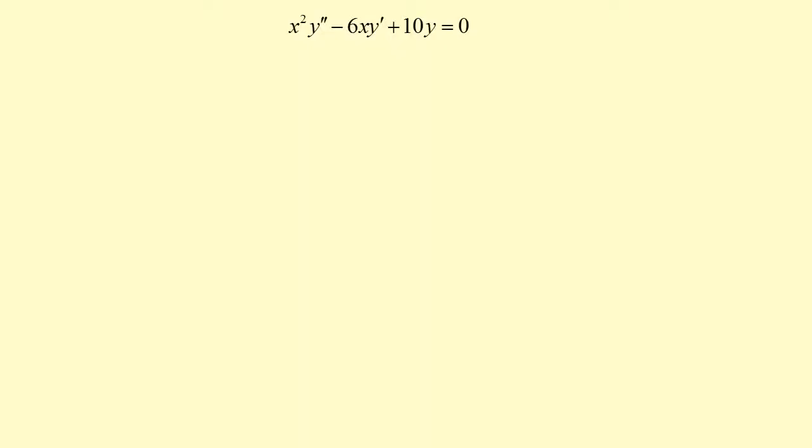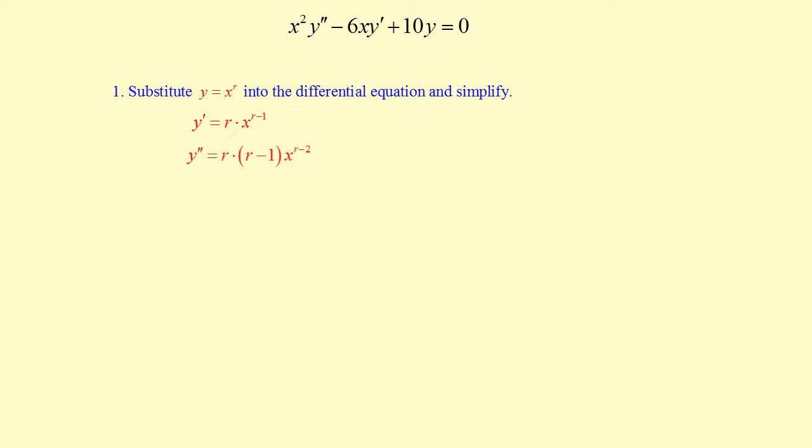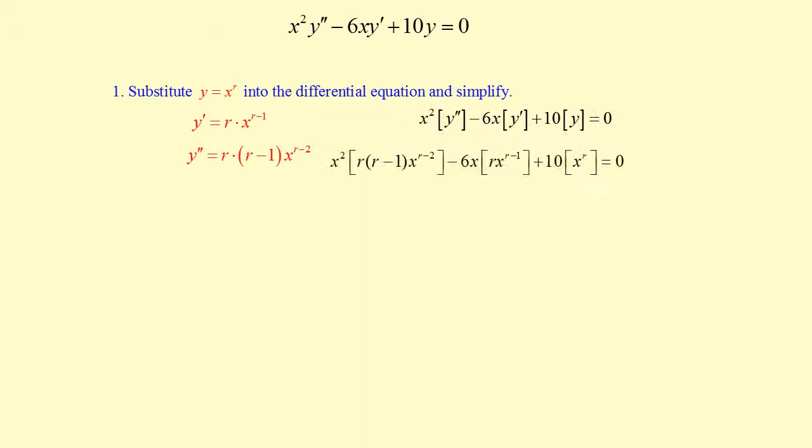So here's how it works. We're going to begin by taking y equals x to the r, which means we need the derivative of that and the second derivative, and then we will substitute those into the differential equation. I've got it in brackets here so you can tell what we're substituting. In place of the y double prime, we're going to put r times r minus 1 times x to the r minus 2. In place of the y prime, we're going to enter r x to the r minus 1, and in place of the y, we're going to have x to the r.